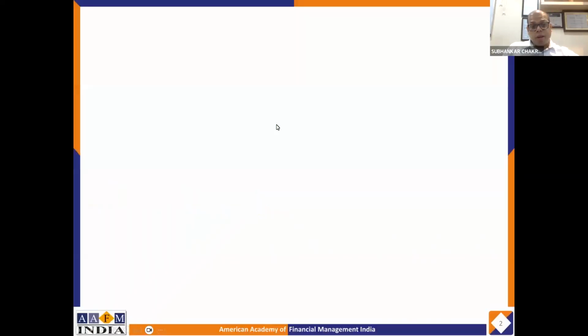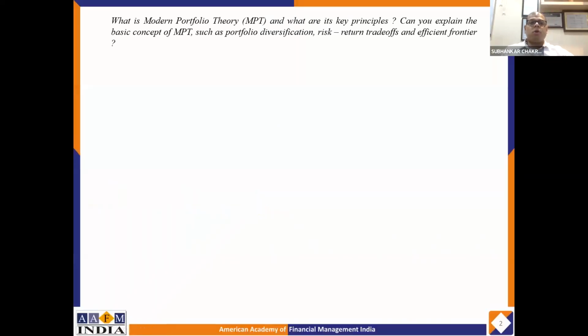And today's query is, what is modern portfolio theory and what are its key principles? Can you explain the basic concept of MPT, such as portfolio diversification, risk return trade-off, and efficient frontier?